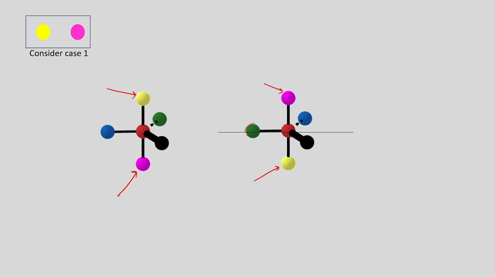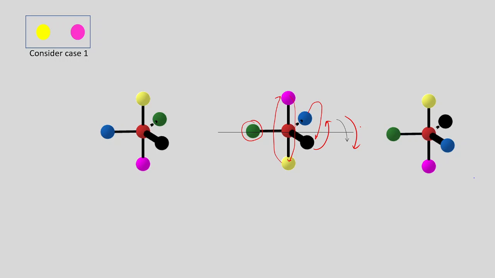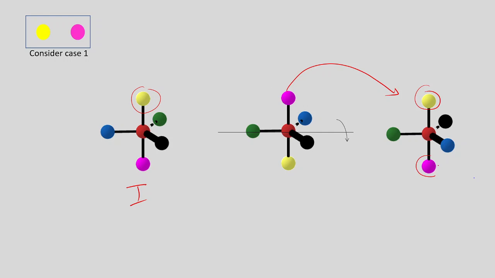We can imagine this axis going from the green through the central atom, and you can rotate the molecule 180 degrees around this axis. When you rotate 180 degrees, from up to down, the pink will come here and the yellow will go up. The green will remain here because it's on the axis, and the blue will come here and the black will go at the back, and you will get something like this, right? Now if we compare it with the first molecule, you have yellow up and pink down, fine.